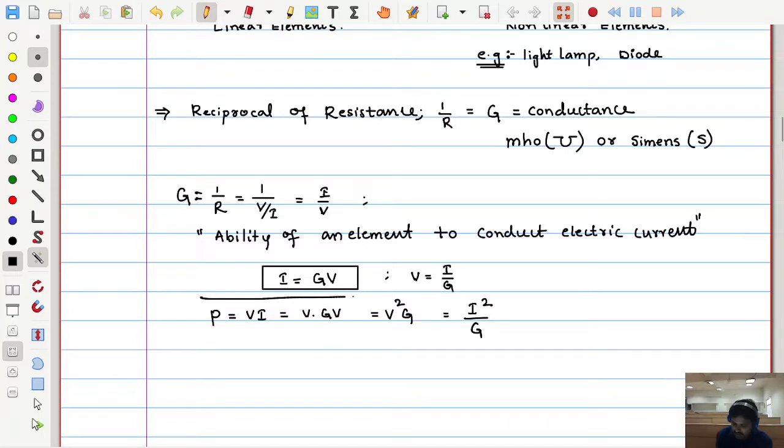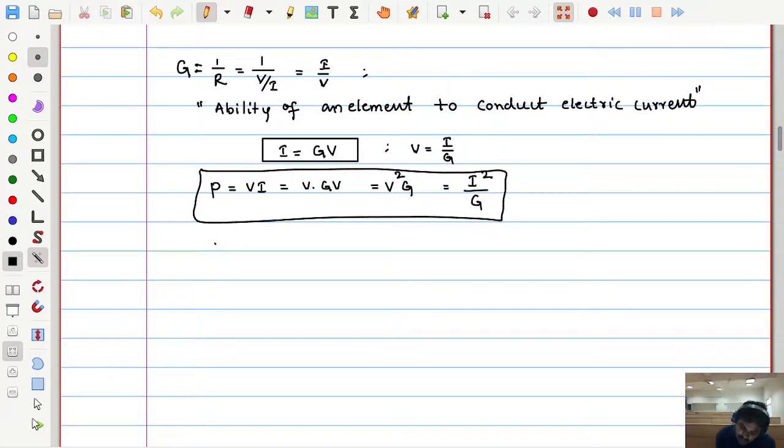One should have a basic understanding of these things also. These are some important expressions, and you can see the power relationship with the voltage or current. Power is a function of the square of the voltage, or you can say a function of the square of the current. Whenever a square or cubic relationship is there, that is a nonlinear relationship. Only directly proportional relationship, meaning a function of V or a function of I, is a linear relationship.